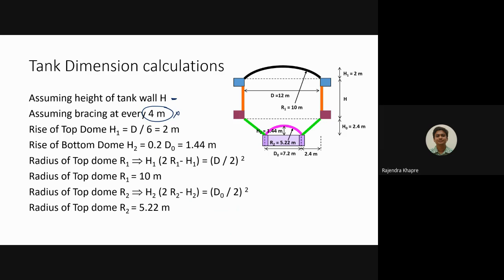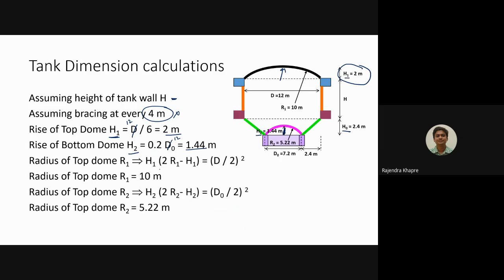Now we go to the other dimension, that is h1. h1 is the rise of the top dome. Generally we take this as D by 6, where D is 12, so 12 by 6 gives 2 meters. Then the rise of the bottom dome, this one, is 0.2 times d0. d0 is 7.2, so this value becomes 1.44 meters. Remember, this is h0, this is h2, and this is h1.